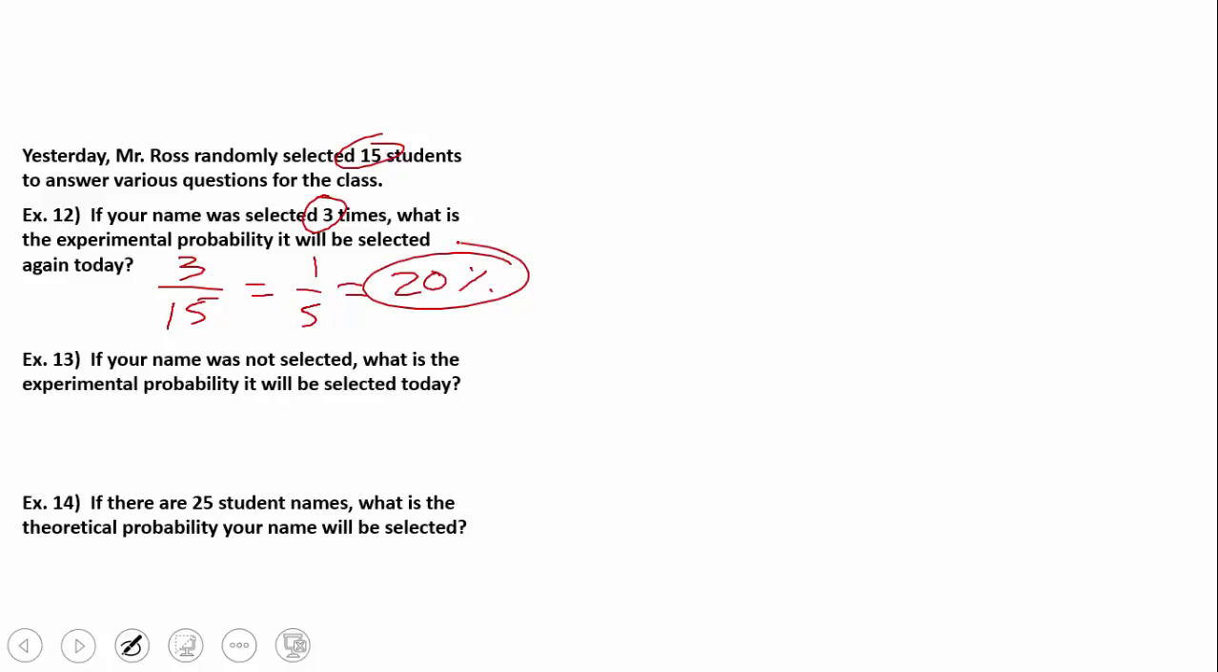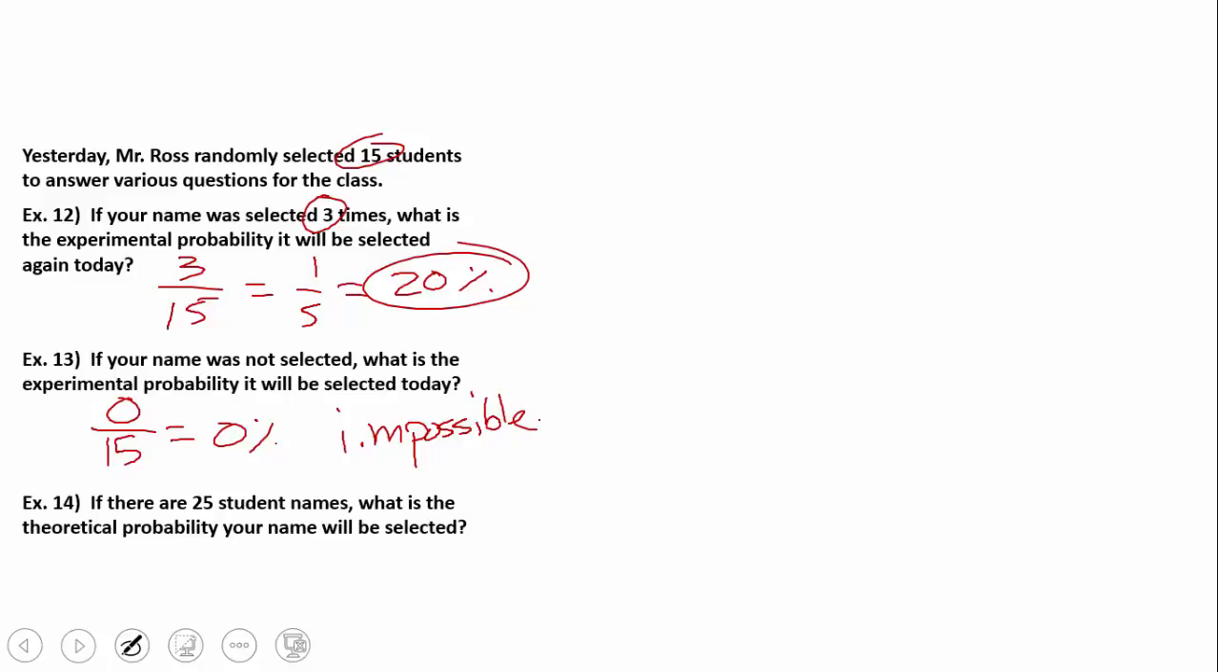If your name was not selected, what is the experimental probability of being selected today? Well, that is 0. You weren't selected at all. So 0 out of 15, that's a 0% chance, which is impossible. And you and I both know it's not impossible. Your name is in there. So theoretically, there is a chance.